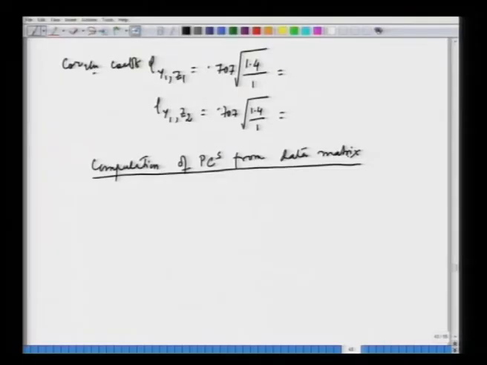And from that data, from scratch, we have to calculate the principal components, the sample principal components, to do a complete analysis. So now we take up the computation of principal components from such a given data matrix, that is, from the given data on a multidimensional random vector. That is what we have with us now, the computation of the principal components from a data matrix.